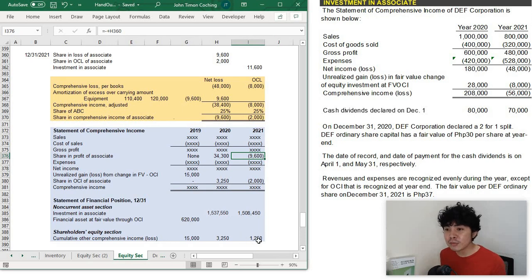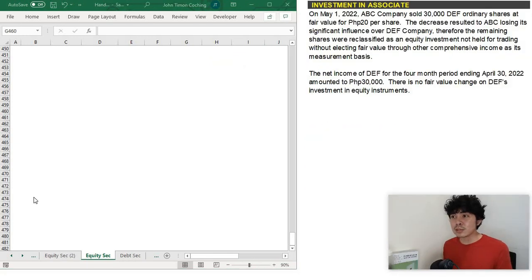Paano naging 1,250 pesos? Kasi nga cumulative, di ba? Simula umpisa. Ibig sabihin, yan yung 3,250 tsaka yung negative 2,000. So, syempre, ang difference ng dalawa ay 1,250 income. So, ngayon, punta tayo sa following year, which is 2022.